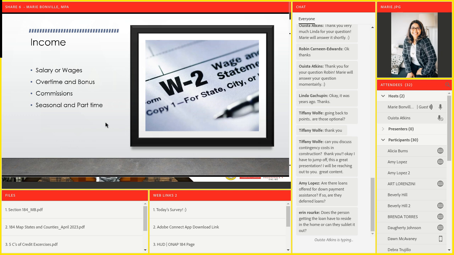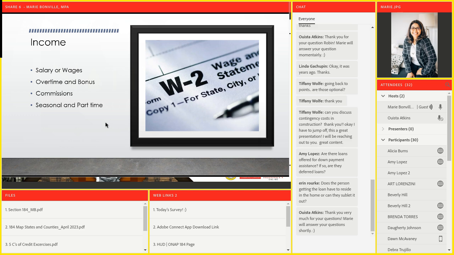Income: salary or wages, overtime and bonuses, commissions, and seasonal and part-time work. So of course that's income, but you've got to remember, especially if you're overtime or your bonus or your commission driven, they're taking the average of those 2 years. And not only that, but let's say you did really well year one and you made more than year two. Well, they're going to look at the lower wage amount because they have to assume the worst.